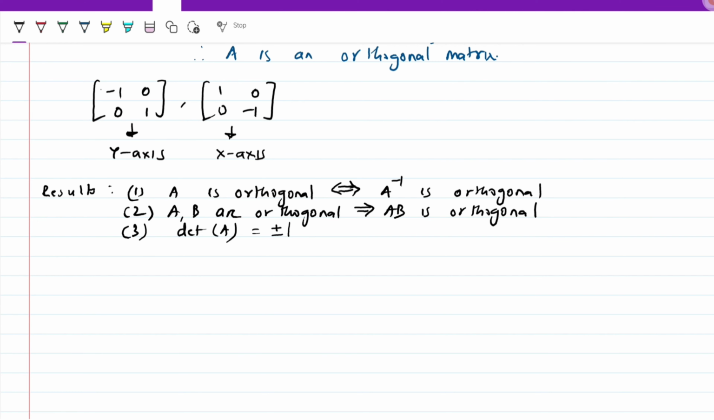So that's all in this video. On the basis of the ideas and concepts that you have understood in this video, we'll next be moving on to the orthogonal diagonalization of symmetric matrices.